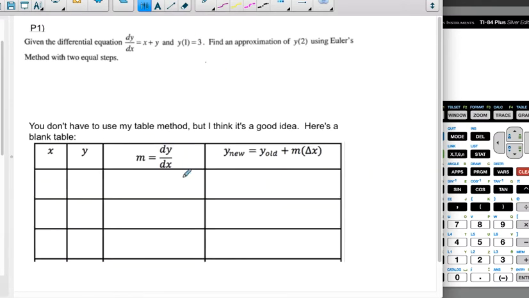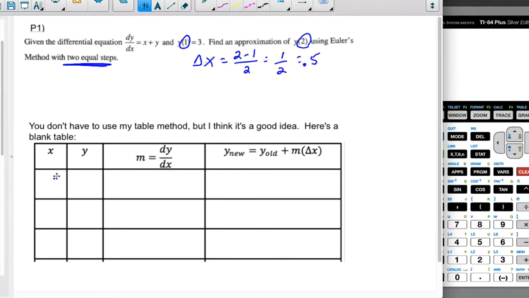So let's go ahead and try one. Here's your P1. dy/dx equals x plus y, which for the record is non-separable, so you can't solve this one. We're given that y of 1 is 3, and we're asked to approximate y of 2 in 2 equal steps. So here you weren't given the step size, right? But you're going from 1 to 2 in 2 equal steps. So my step size is going to be 2 minus 1 over those 2 steps, which is 0.5.